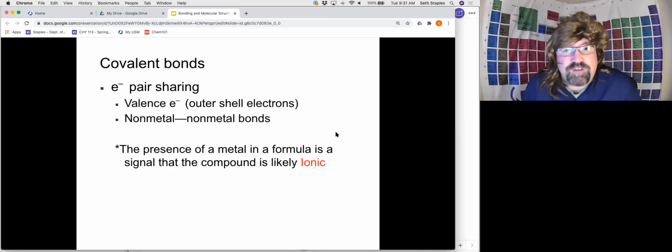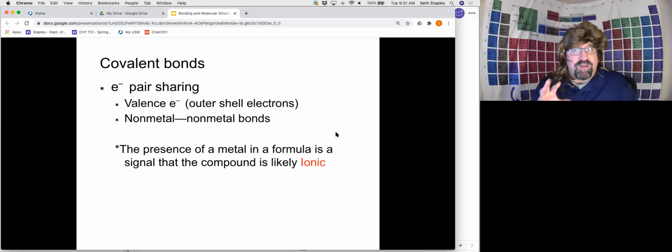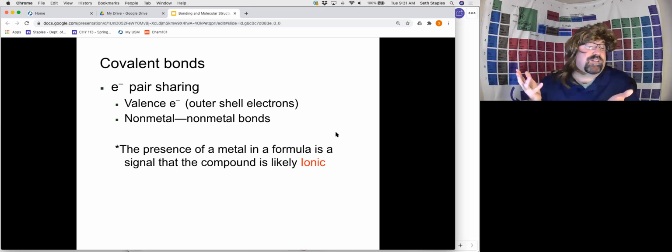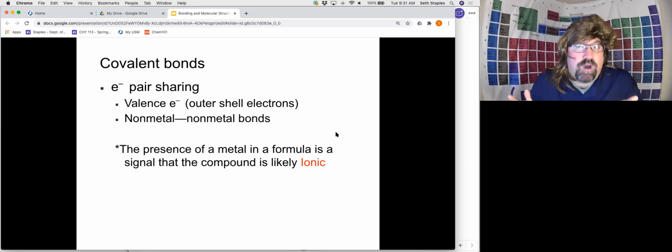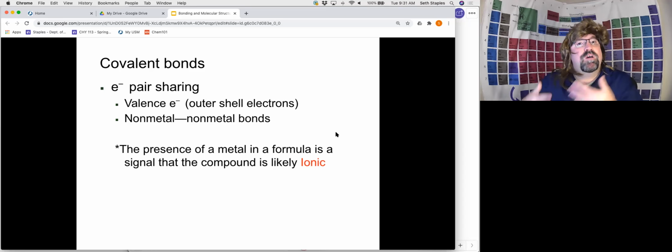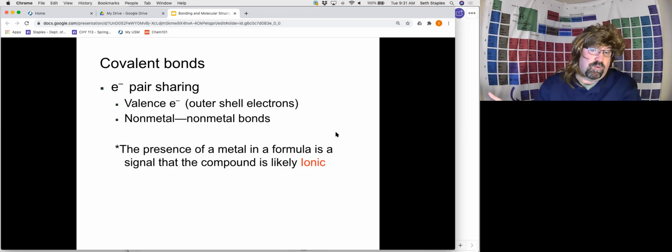Quite often when you see a metal present, that's a signal that the compound is likely ionic. And we talked about that when we looked at how to name compounds. A metal with a nonmetal would be ionic and subject to those rules. A nonmetal with a nonmetal would be a covalent molecule and subject to those naming rules. So we've talked about some of this already. We're just going into some more detail on what actually happens.